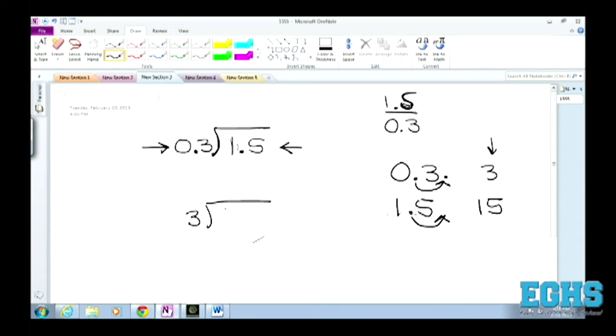So my answer to 1.5 divided by 0.3 is going to be the same answer if I did 15 divided by 3, because those decimals are in the same spot. And so in that case, we know that 3 goes into 15 5 times, and you can continue the long division from here. And this will work for any number.